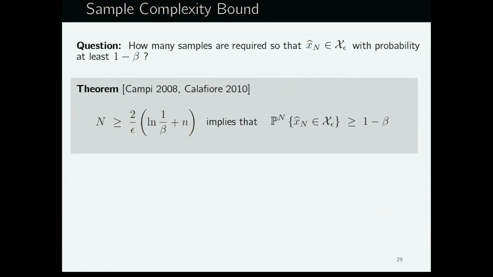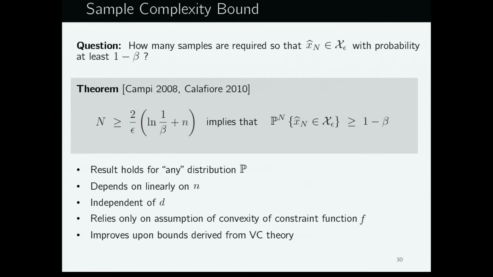Okay, so there's a very elegant result by Campi and Calafiore from a number of years ago now, which says that if you procure a number of samples which is greater than or equal to this number here, then you're guaranteed that the random optimal solution you calculate will be in your feasible set with probability at least 1 minus beta. So here the sample complexity depends on beta through log beta inverse, and epsilon through its inverse. Now the interesting thing is this result is distribution free in the sense that it holds for any distribution P under some regularity conditions which are quite, I think, weak.